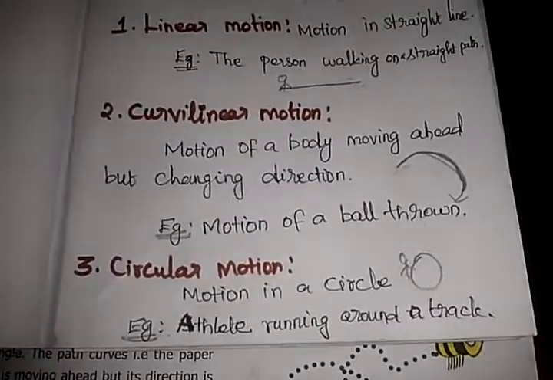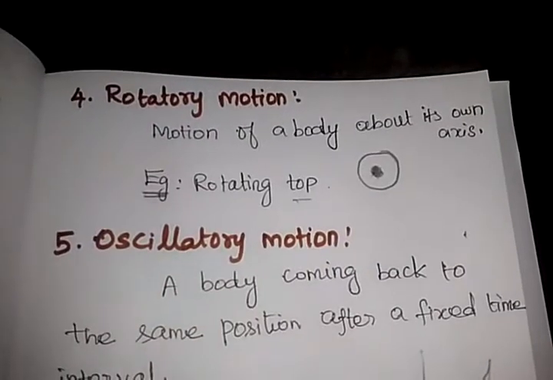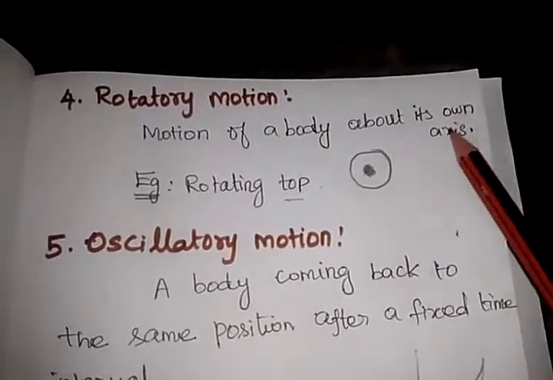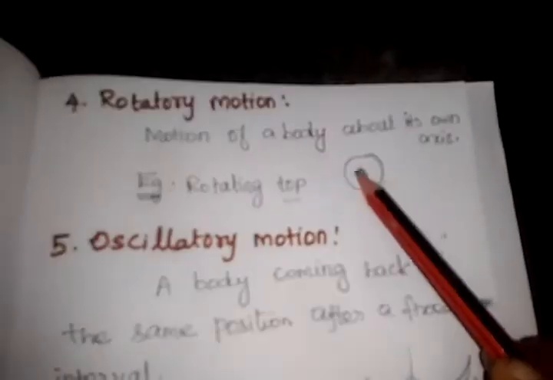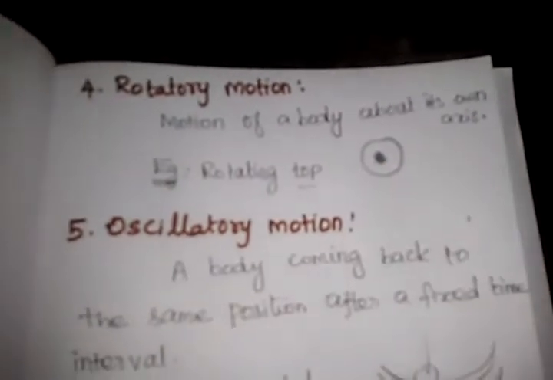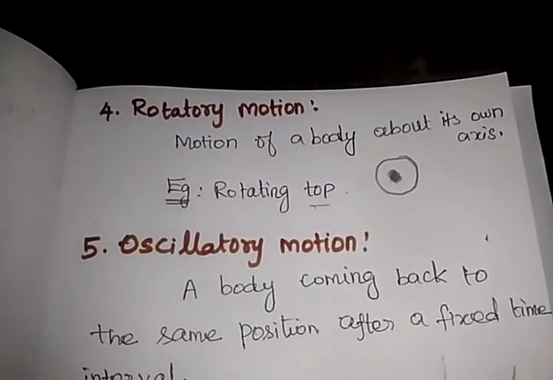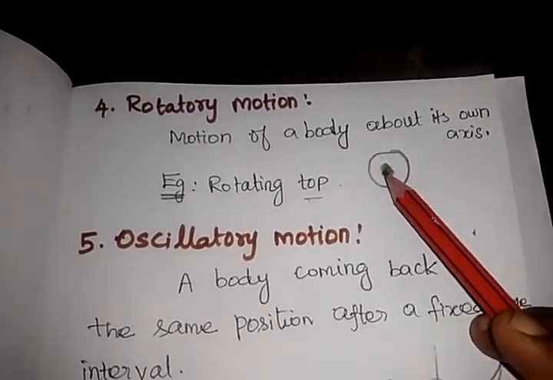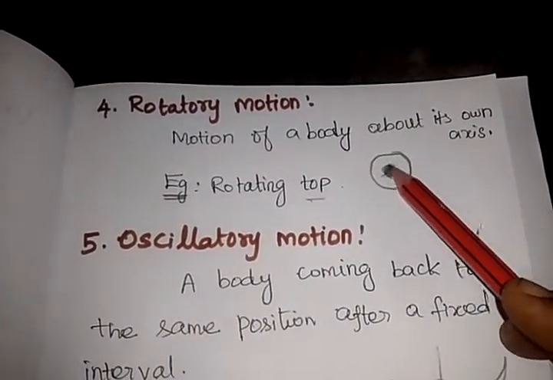Then we see rotatory motion. Motion of a body about its own axis. Example, a rotating top.